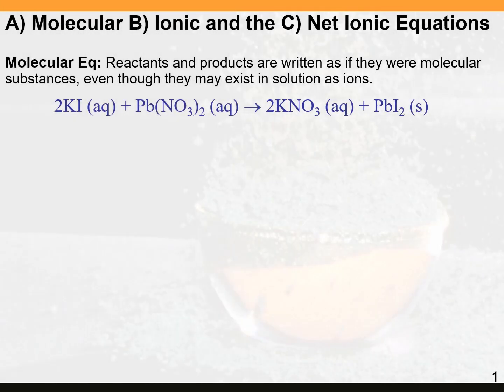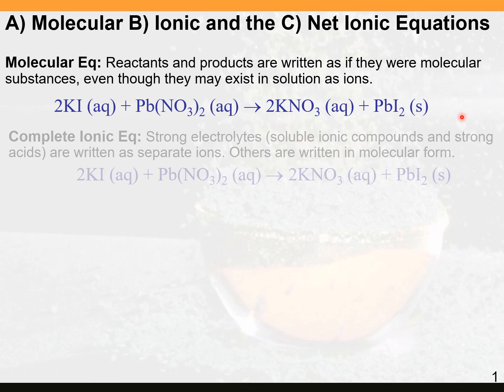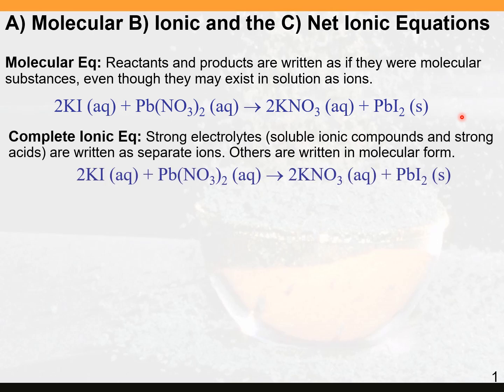So far, we represented precipitation reactions by molecular equations. In such equations, species are written as complete formulas, even if they are strong electrolytes and exist as dissociated ions in solution. For a more accurate representation, strong electrolytes can be written as dissociated ions. That means all soluble ionic compounds and strong acids are written as separated ions. All others, which are insoluble ionic compounds, weak electrolytes, and non-electrolytes, are represented by their complete formulas. This gives us the complete ionic equation.